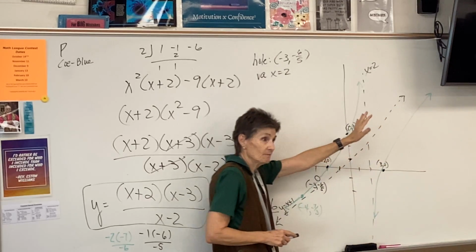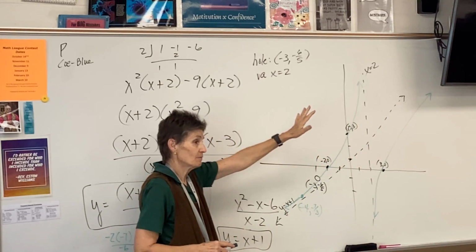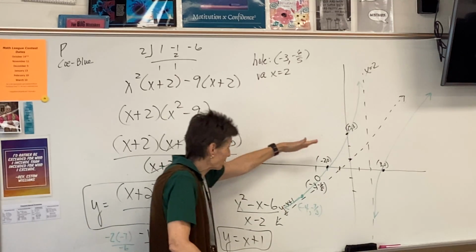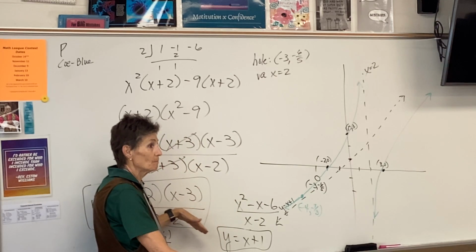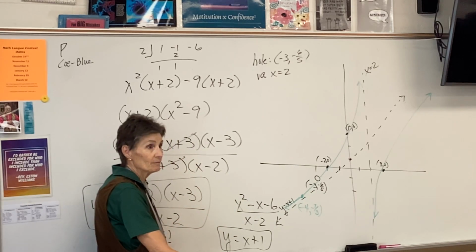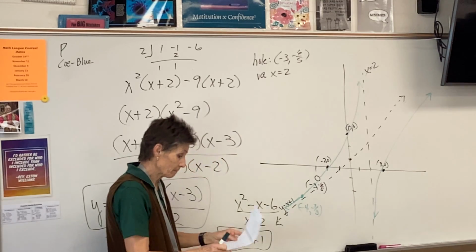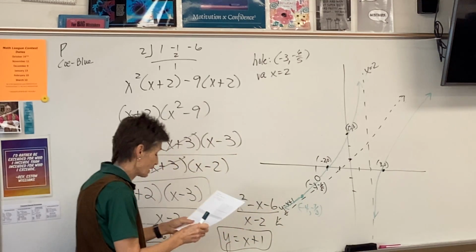Positive infinity, right? Positive infinity. And right underneath that, what is happening as I go to the left? Negative infinity. Those are the end behaviors. Okay.